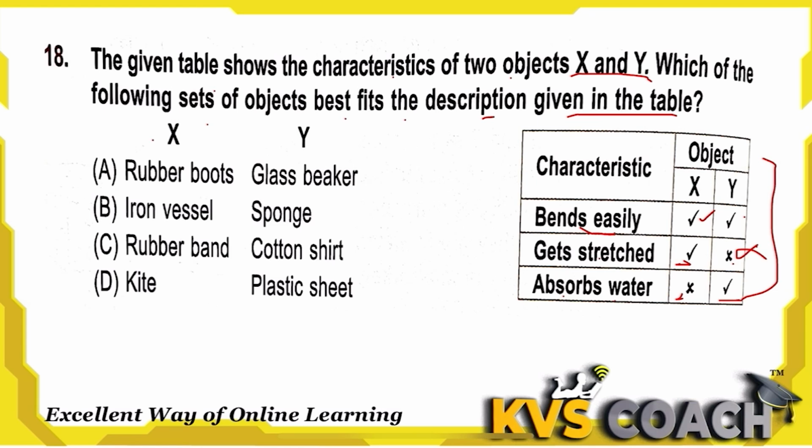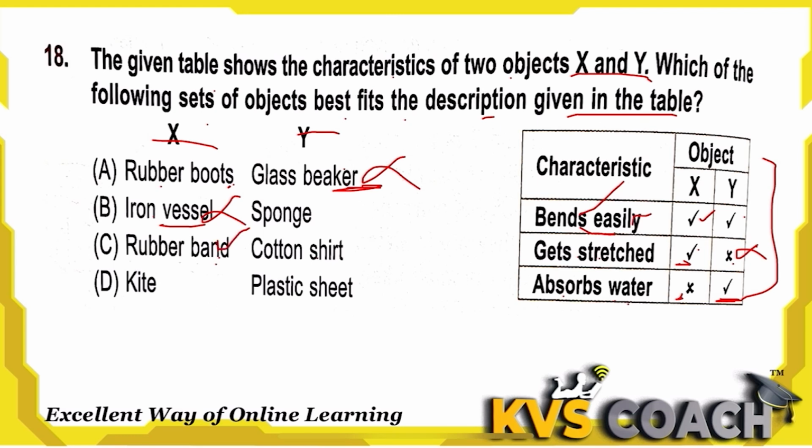So here we have X and Y. So rubber boot can bend easily, yes. It gets stretched also. It absorbs water, no, right. Glass beaker cannot absorb water, so this is wrong. Second one is iron vessel, it cannot bend easily, so this is also wrong. Third one, rubber band, yes, it can bend easily. It gets stretched also, it does not absorb water, this is right.